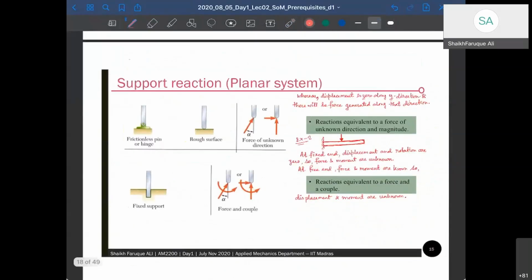Okay, this is for a planar system when you have a hinge or a rough surface, or a fixed support. For a fixed support, there are 3 unknowns: 2 forces and a moment. Now you can say again, sir, I can solve these unknowns with equilibrium. Yes, you can, but they are unknown. That's why you are solving with equilibrium.